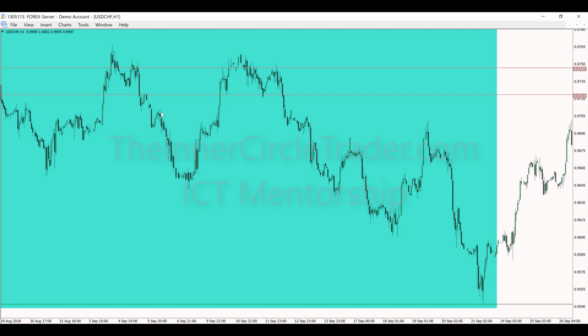Okay, then it rallies back up into this level in here. It's an up close candle. Redistribution. Sells off. What's it targeting? The lows. Okay, so the market's going to seek liquidity below for a low resistance liquidity run.